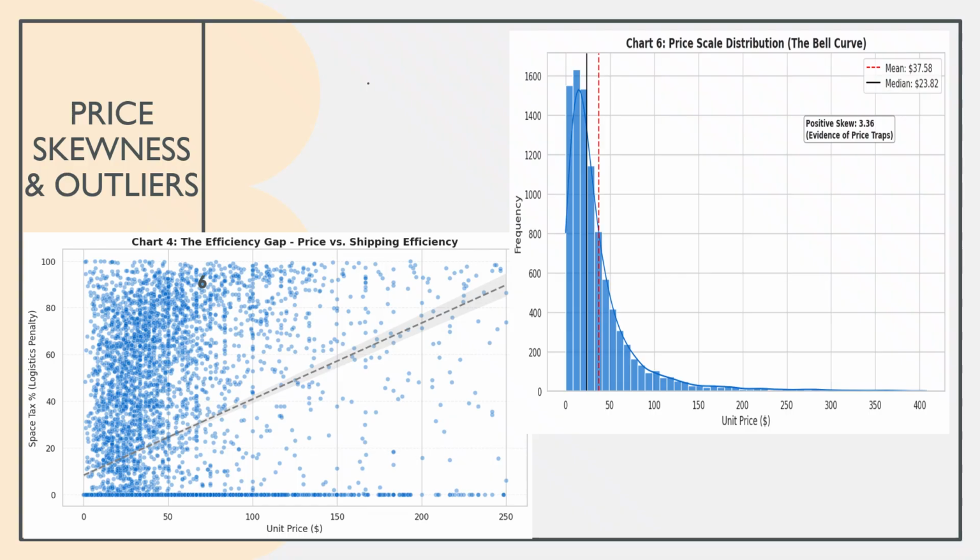Our summary statistics show these outliers aren't random. They are concentrated in specific logistics brackets. You can see them here as dots rising far above the average, proving that the consumer is forced to pay for space efficiency rather than product value.